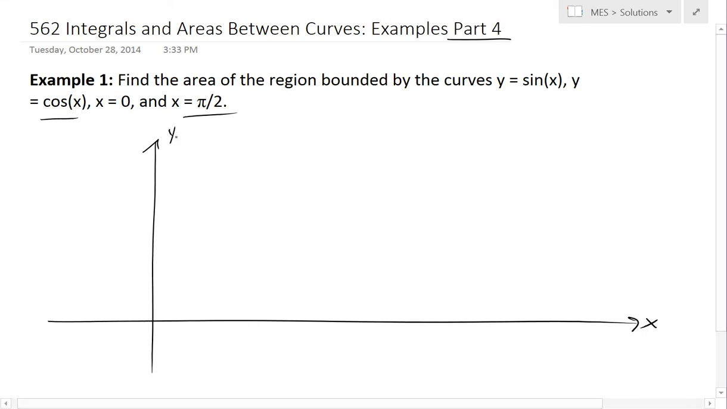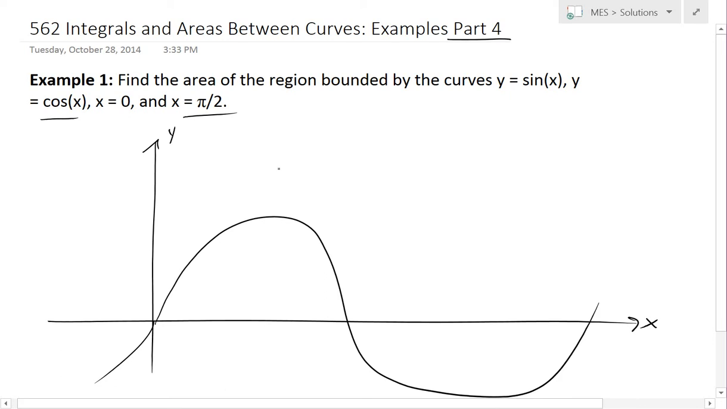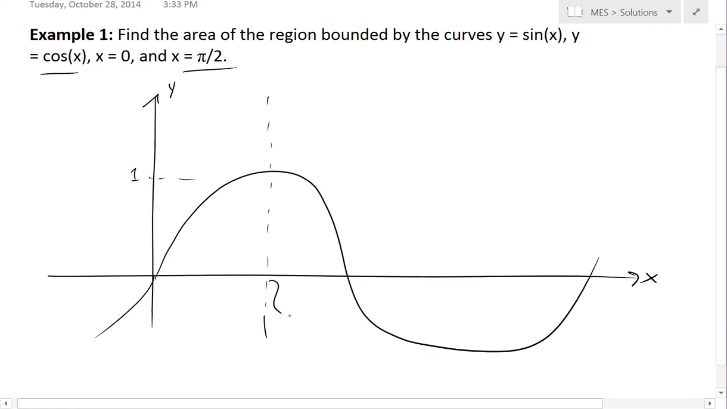Now the graph of the sine curve, like I showed in my earlier video, is just something like this. But we only need it from 0 to pi over 2, and at pi over 2, which is at 90 degrees, we know that this value is equal to 1 right here. And this is at pi over 2, and this is our sine of x function.